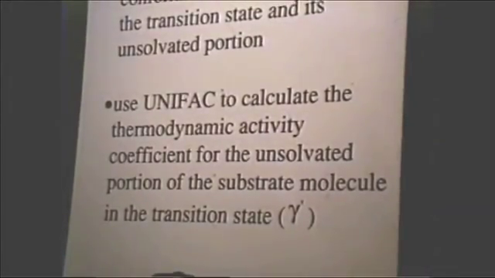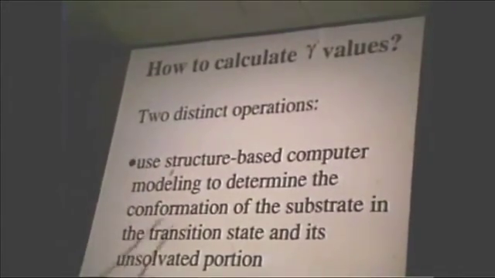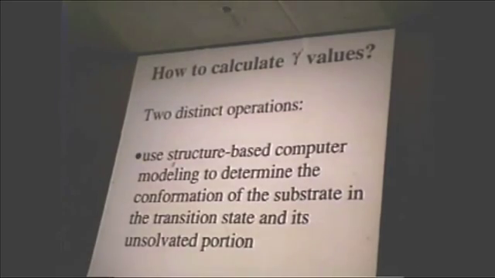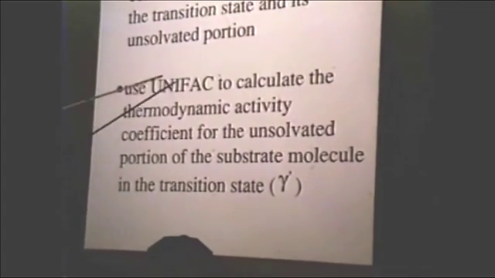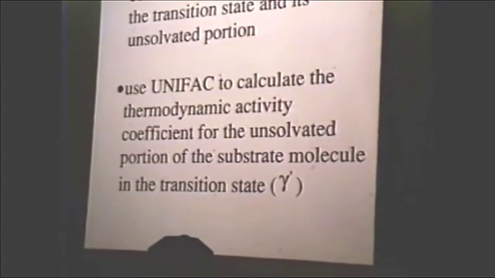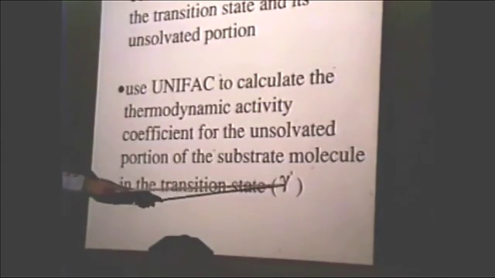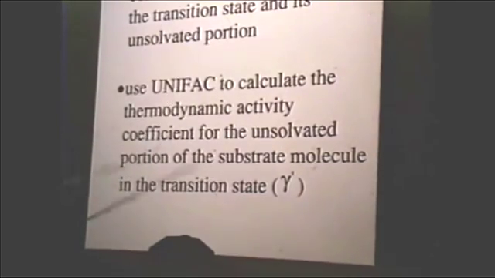Now we're done with the first part. So we optimized this, and we calculated the fraction that is dissolved. Now we go to the second step. We use UNIFAC. Those of you who are chemical engineers should be familiar with that. Use UNIFAC to calculate the thermodynamic activity coefficients, that is a gamma prime value, for the unsolvated portion of the substrate molecule in the transition state. So that's the second part. Okay? How do we do that?